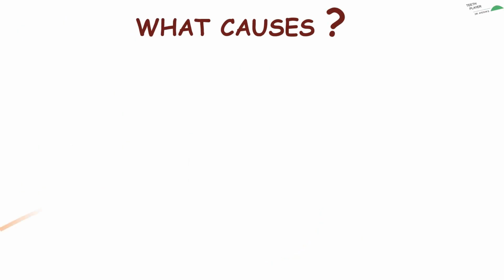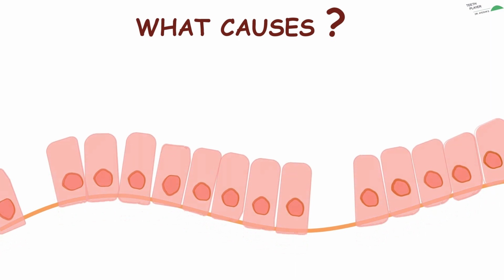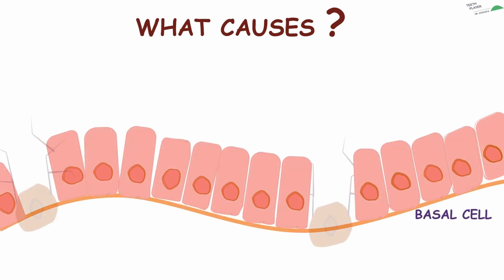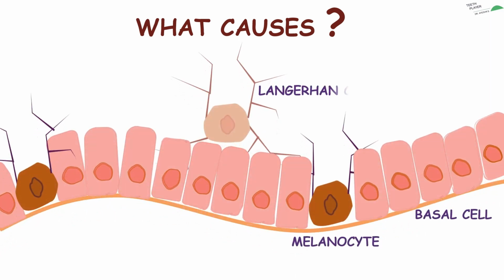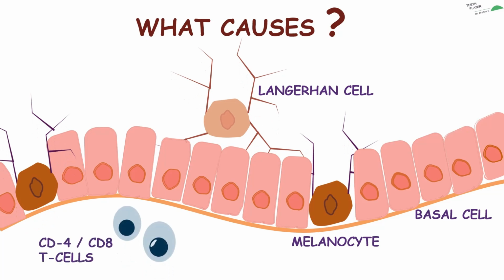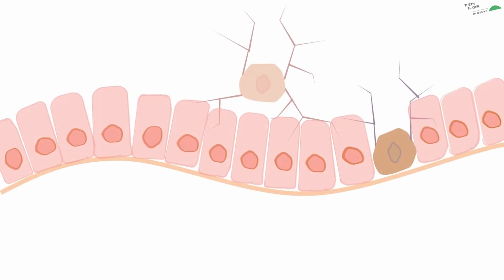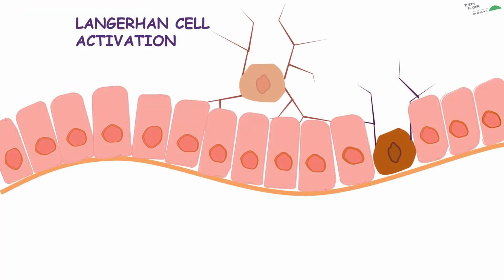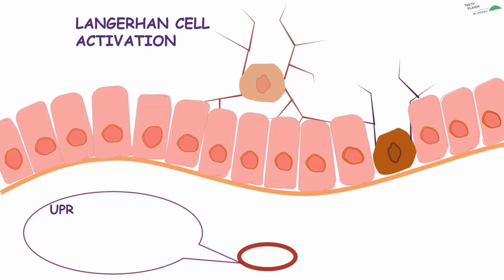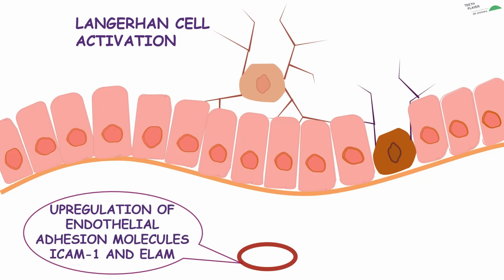To know the cause, let's get familiar with the cells involved in the disease. The basal cells, melanocytes, Langerhans cells, and the lymphocytes, CD4, CD8 T cells. On antigenic stimulation from any dental material, stress, drugs, or infectious agents, there is an activation of the Langerhans cells that causes upregulation of endothelial adhesion molecules like ICAM1.